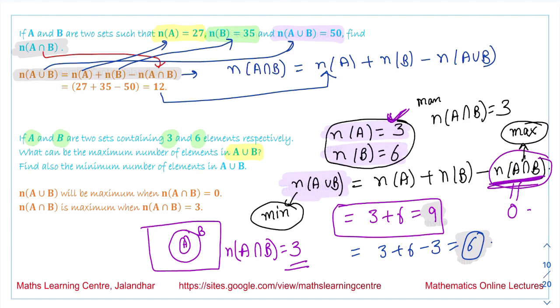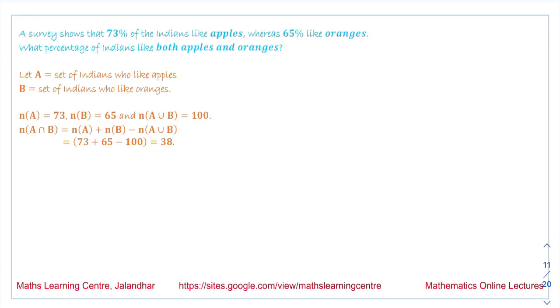Next question we have, a survey shows that 73% of Indians like apples, 65% like oranges. What percentage of Indians like both apple and oranges? So this thing is mentioned over here, that A is the set of Indians who like apples, B is the set of Indians who like oranges. So suppose the total number of persons we have is 100.